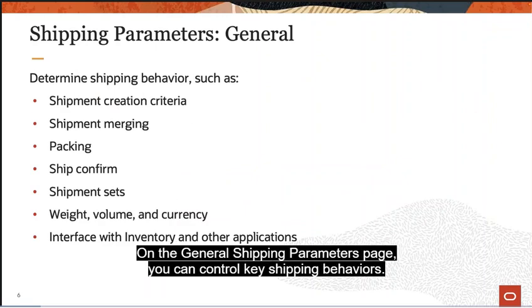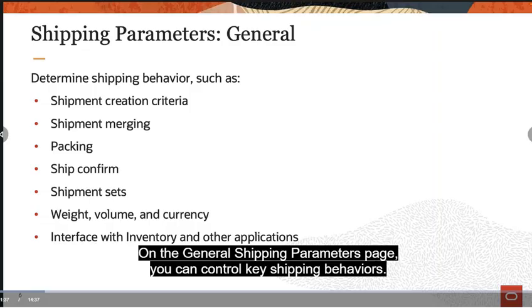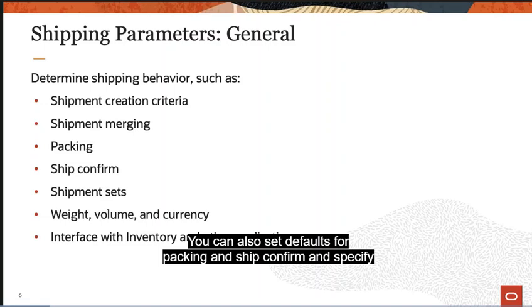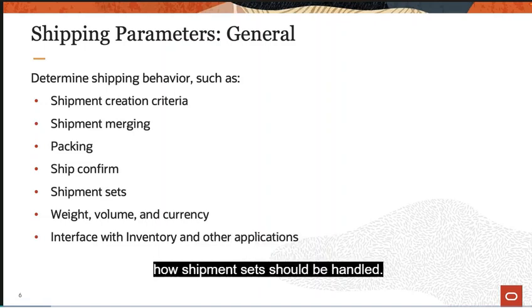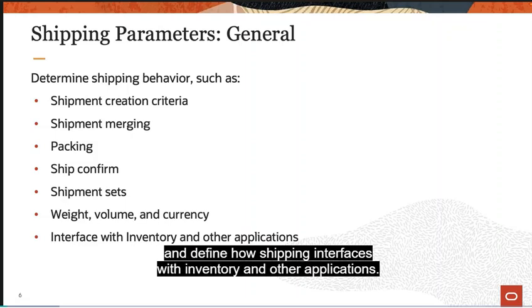On the General Shipping Parameters page, you can control key shipping behaviors. You can define how shipments are created and whether they can be merged. You can also set defaults for packing and ship confirm, and specify how shipment sets should be handled. In addition, you configure defaults for weights, volume, and currency, and define how shipping interfaces with inventory and other applications.